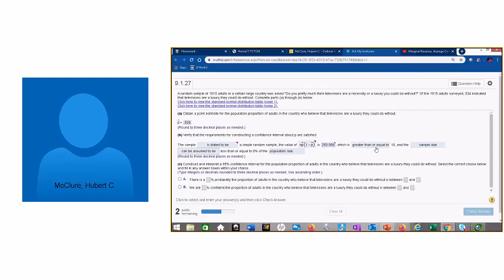253.085, which is greater than or equal to 10. And the sample size is less than or equal to 5% of the population size. Population is 1,015, so the sample size is equal or less than 5%. So that would be, yeah, that would be right. Now, let's get to C. That's the part I want to test you on.